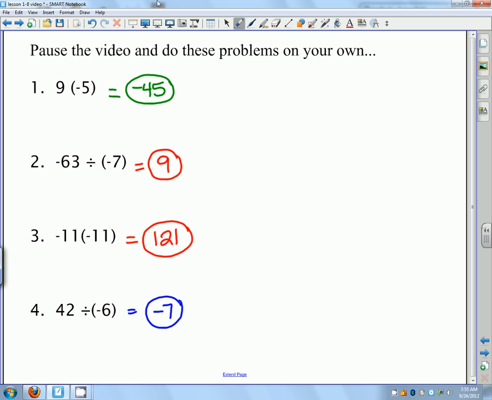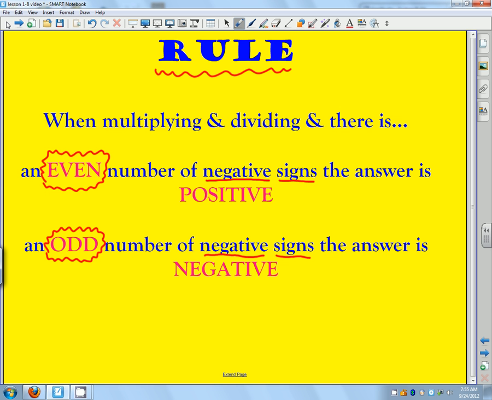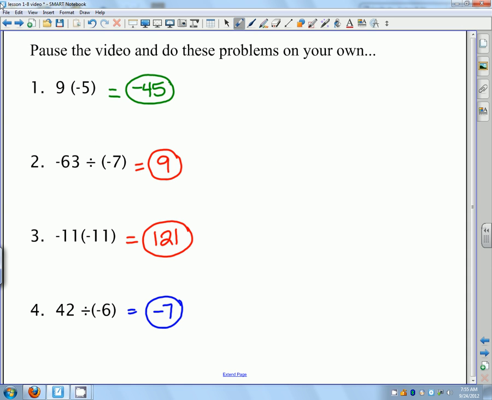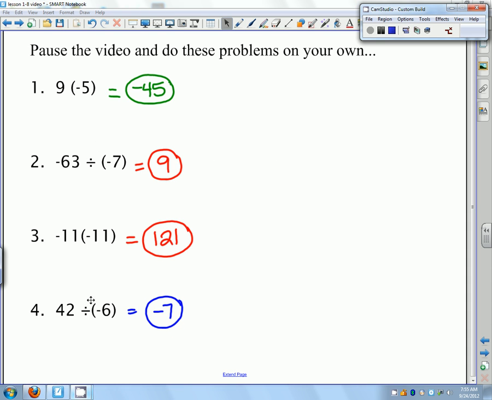Just some quick examples. Make sure you have the rule. Make sure you have this rule, and you have these examples in your notes. And that's it. Quick and easy today.